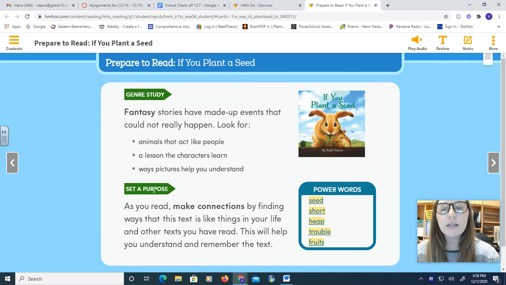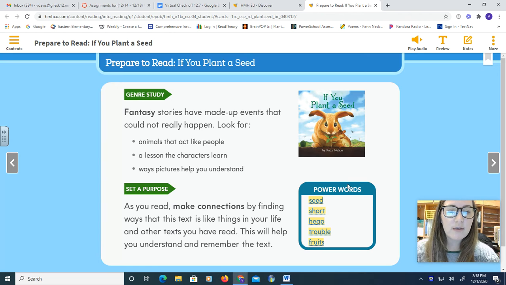As we're reading, we're going to make connections. And what that means is we are going to take what the story says and think about, has something like that happened in my life? Or have I read a story that is like this one?